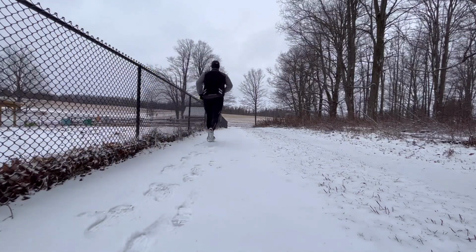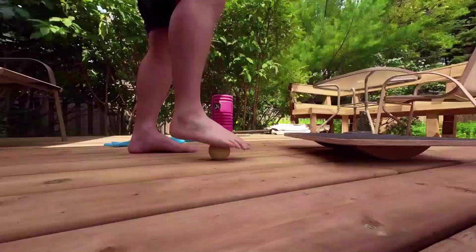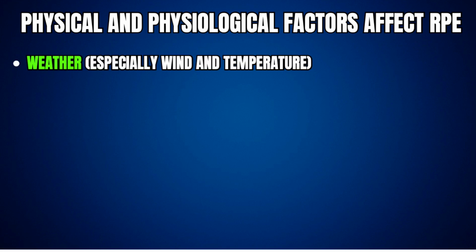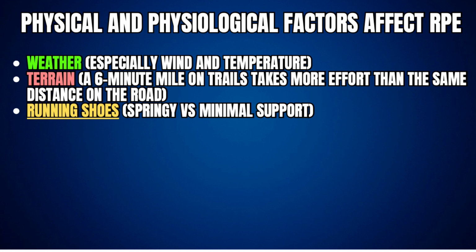Many factors come into this that affect the amount of effort required for a run, both external and internal. Both physical and psychological factors also affect RPE. These can include weather, right? Especially wind and what temperature it is. The terrain, right? Like a 6-minute mile on trails takes more effort than the same distance on, let's say, the road. The running shoes, some are springy, some of them are minimal support. Ultra can be springy, but it can also be minimal.